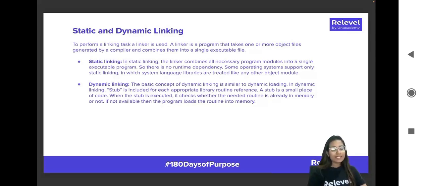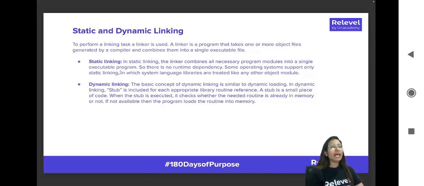Some operating systems support only static linking, in which the system libraries are treated like any other object module. Sometimes you must have seen that you are using some of the core modules, some of the system libraries also. In that case also, the operating system treats those system libraries like any other object module, and loads them and makes a single executable program, so that when you run it, there is no dependency required at run time. So that is the idea of static linking.